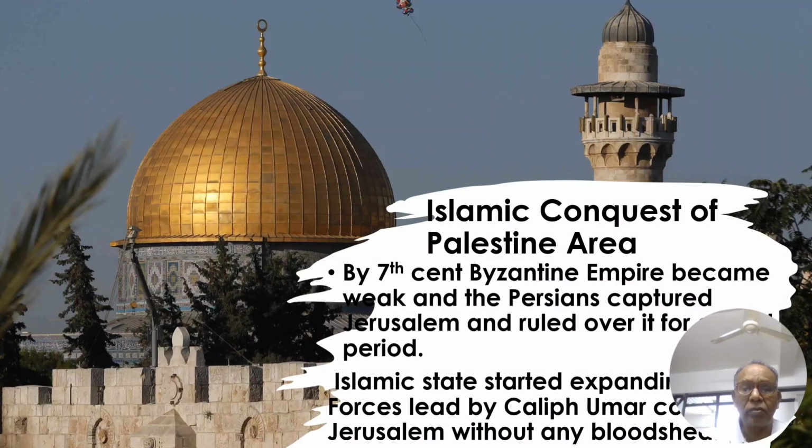Islamic conquest of Palestine area. By 7th century, Byzantine Empire became weak, and the Persians captured Jerusalem and ruled over it for some time. Then the Islamic State started expanding. Forces led by Caliph Umar entered Jerusalem, and without any bloodshed he conquered Jerusalem.